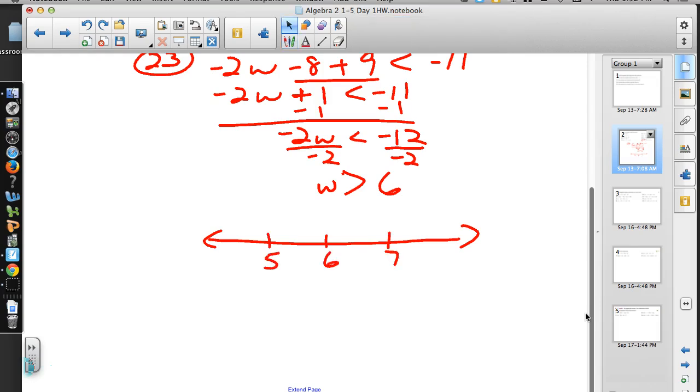But this one does not have an equals bar, and that means we don't want to include the 6, which means it needs to be an open dot. And then we need to shade to the numbers that are going to be greater than 6, which means to the right, and make sure that you put an arrow on there because this does continue on forever.